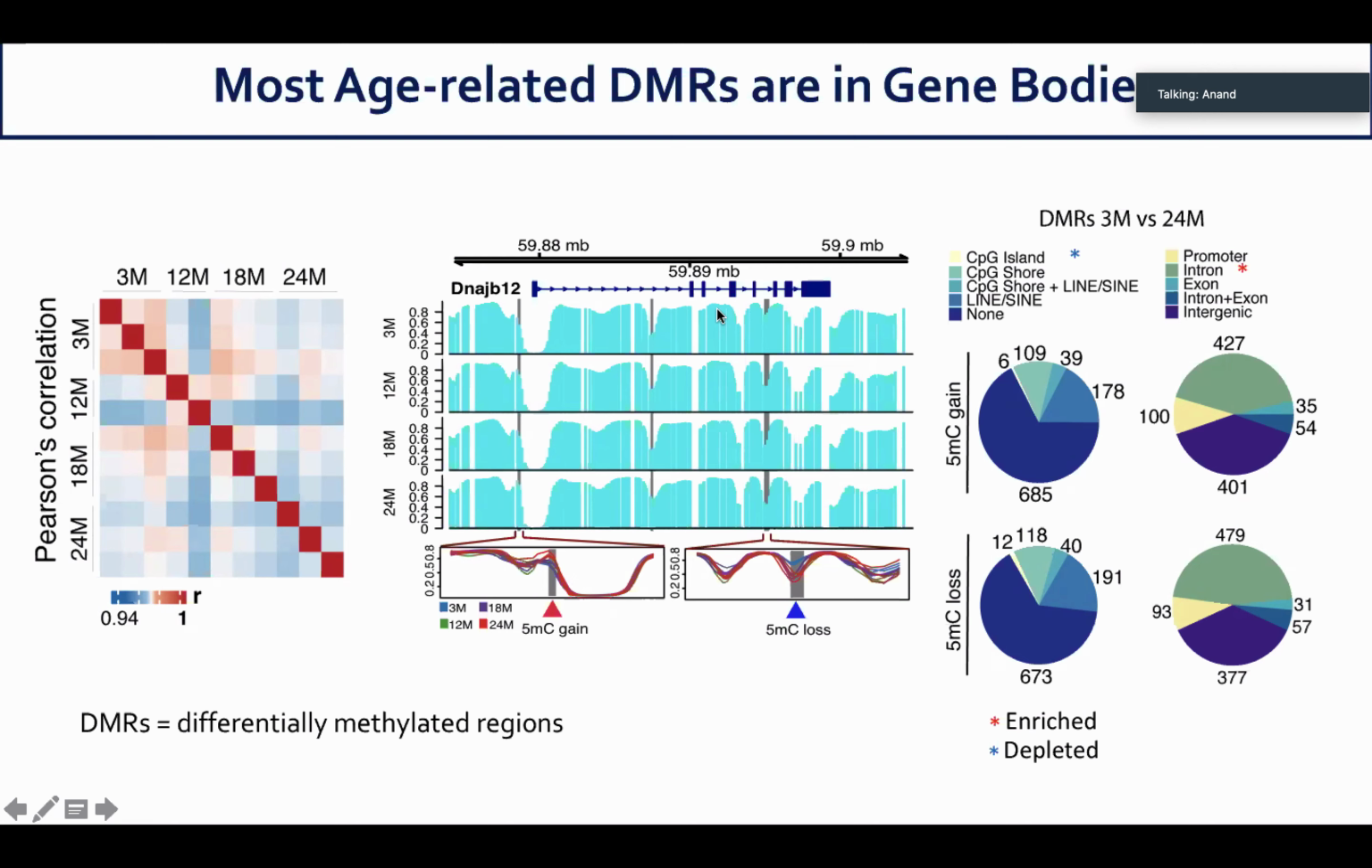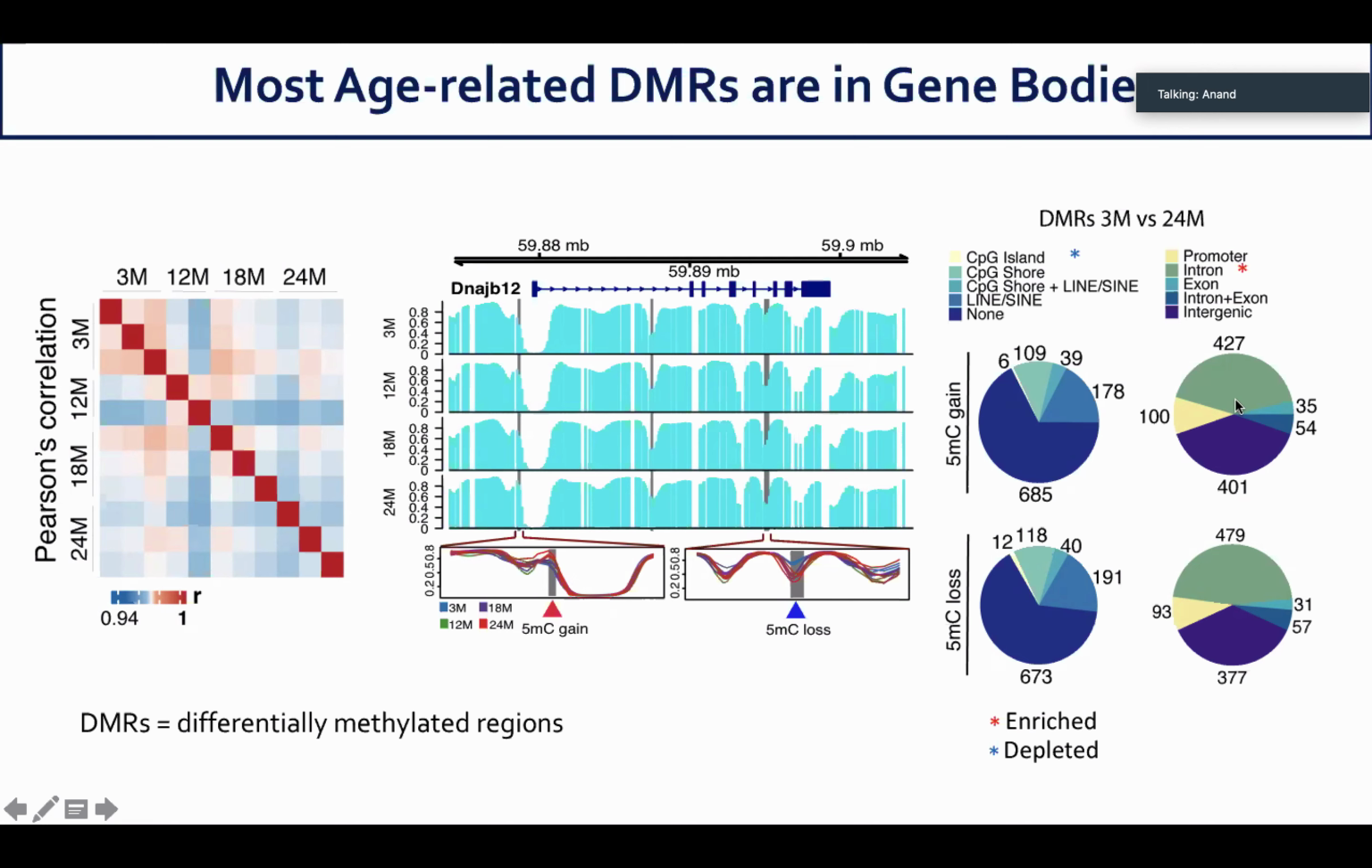Okay, and if you look at that, this is one of the chaperone genes. These are DMRs of 3 months versus 24 months. For the sake of convenience, we just plotted 3 and 24, even though we had all the data at 12 and 18 months as well. You can see where they are being gained and where they are being lost. What is happening in gain and in loss. In both cases, you can see the enrichment of these genes, particularly in the intergenic or the promoter regions or intronic regions.